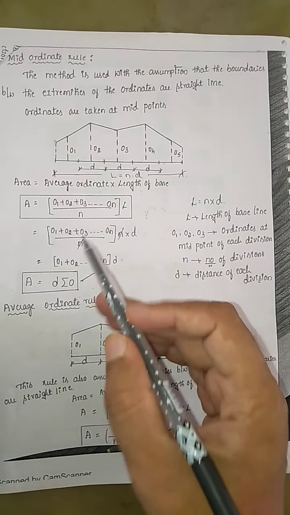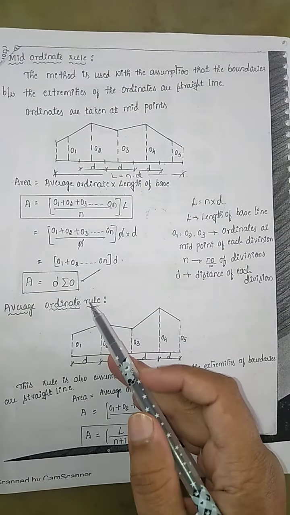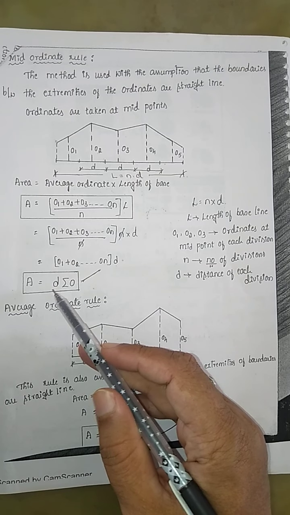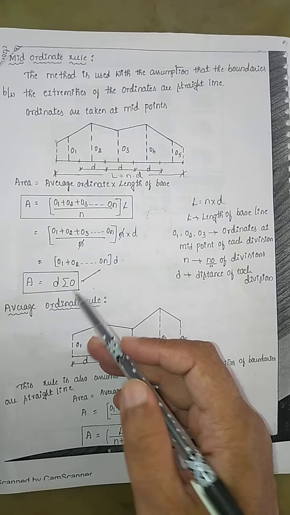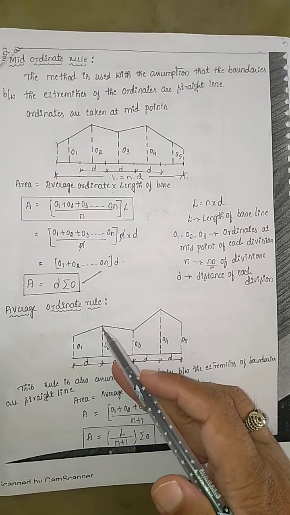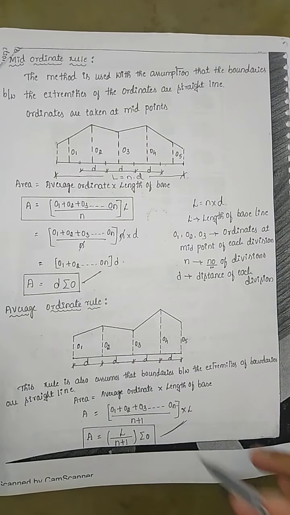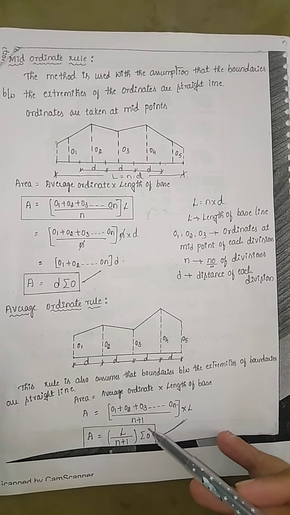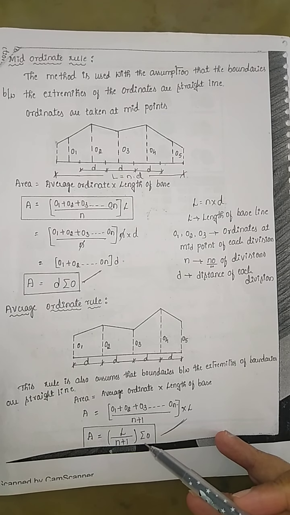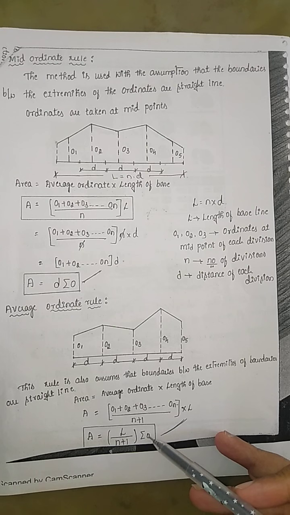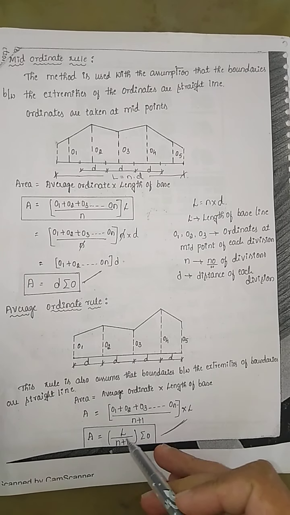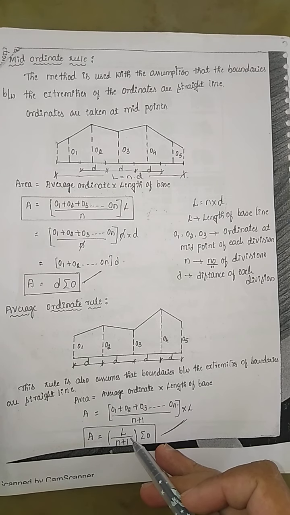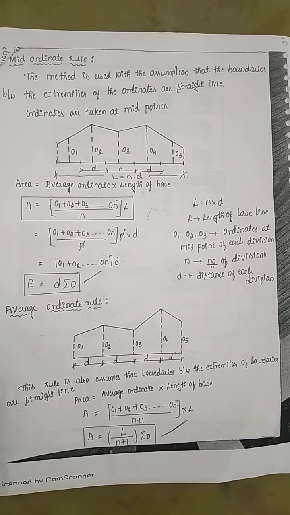We'll just revise it. By the mid-ordinate rule, we will be using the formula A is equal to d, that is the distance, into the sigma of the ordinates. For the average ordinate rule, we will be using the formula A is equal to L divided by n plus 1 into the sigma of the ordinates. Here L is nothing but length. Length stands for n into d, the number of divisions and then the distance, right?